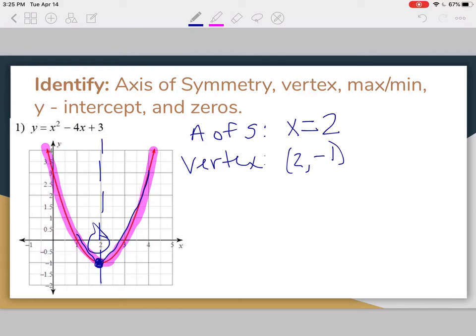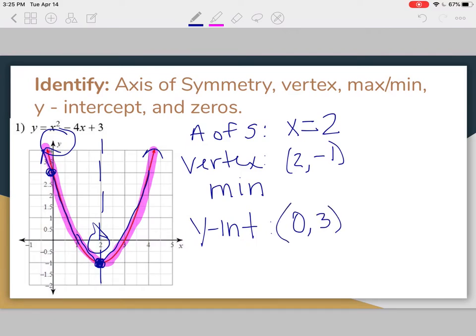This parabola opens up. So this is the lowest point on the whole thing. So my vertex is a minimum. The y-intercept is where it crosses the y. If I keep tracing my parabola, it crosses the y right here at 3. So my y-intercept is at (0, 3).